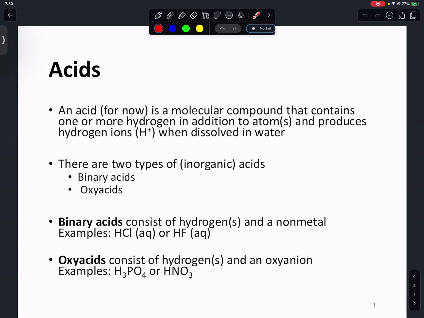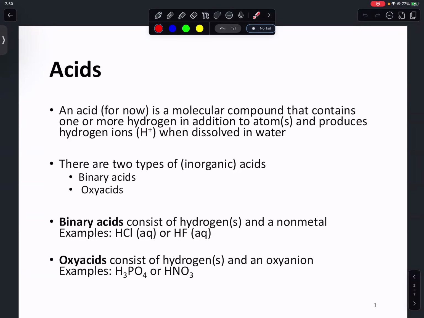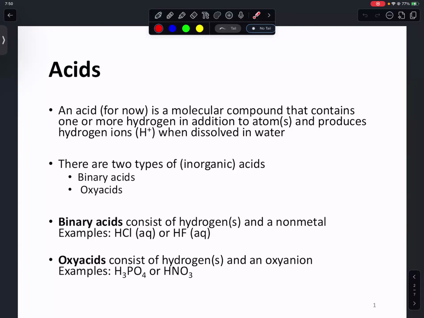And there are two types of inorganic acids. I mention that these are inorganic acids because we have mentioned in another video that there are organic acids, and they follow their own nomenclatures. So the two types we are going to discuss are binary acids and oxyacids. Starting with a binary acid, from the name, binary means that you can have hydrogen or hydrogens in addition to a nonmetal. So for example, something like HCl or HF.